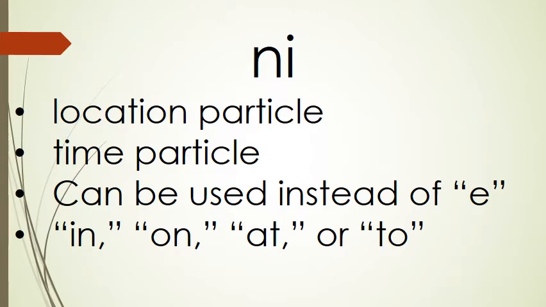Now you may have noticed that that sentence introduced a new particle, the particle ni. Ni is called our location particle. It can also be called the time particle because of the different functions that it serves in Japanese. You can think of ni as serving a similar function to several different prepositions in English, including in, on, at, or to. Interestingly also, you'll remember we learned the particle e in our previous lesson. Ni can often be used interchangeably with e. That is to say, if you would use e somewhere in a sentence, you can usually use ni. The opposite is not necessarily true.